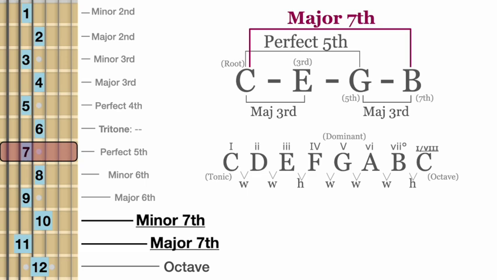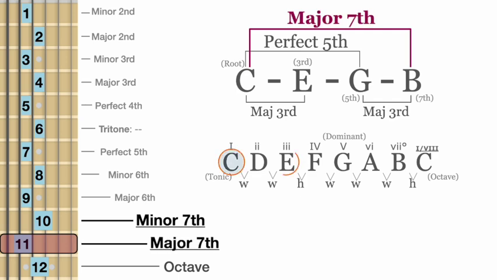Now what we need to do is look at G to B. Well, from G to B, we have 2 whole steps or 4 more frets, and that brings us up 11 frets, and that is a major seventh, right? Because that major third from G to B brings us all the way out to a major seventh.